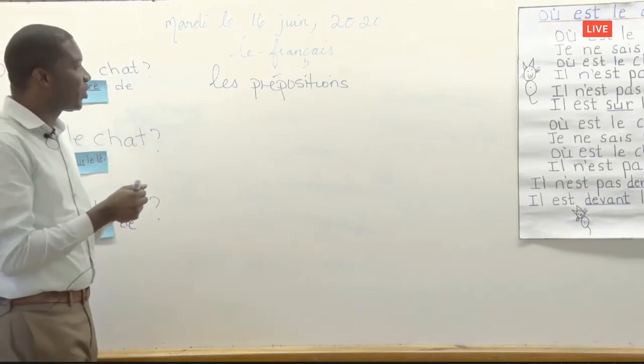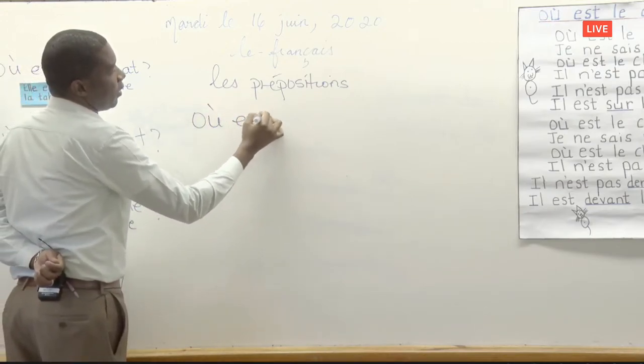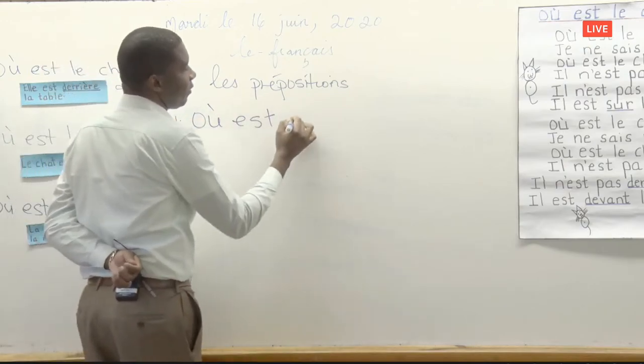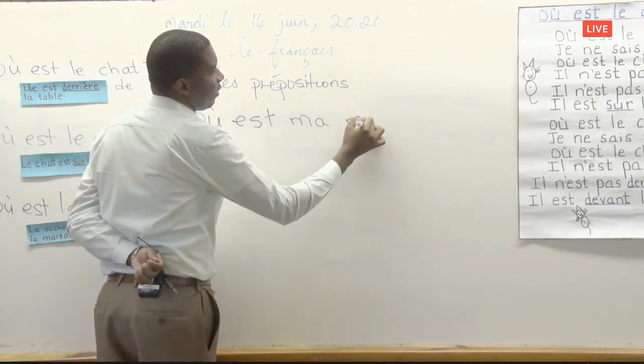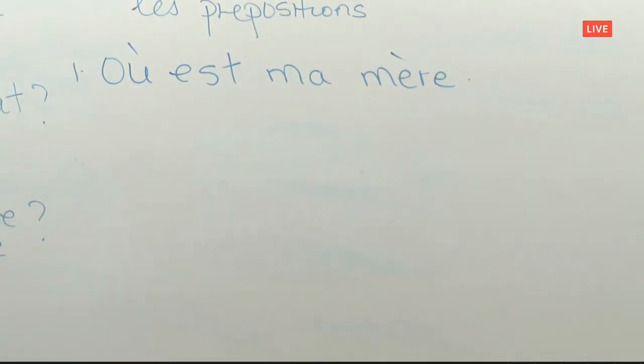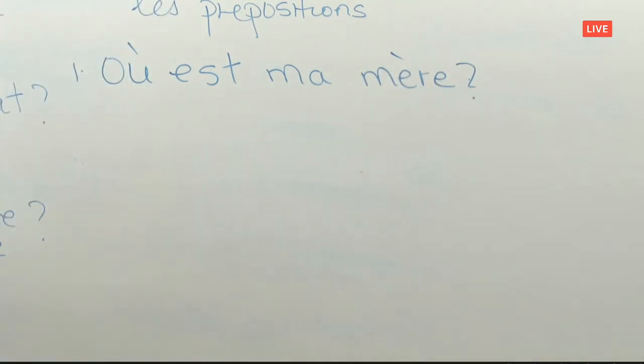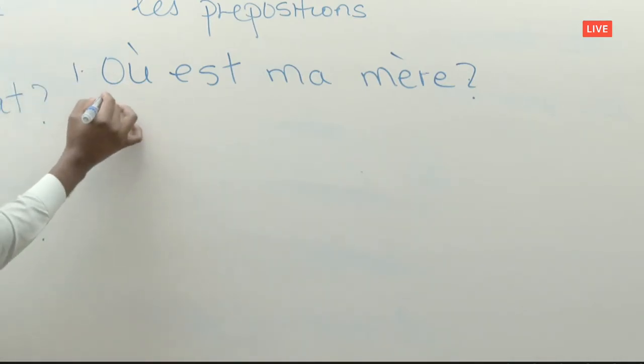I could ask you this question. Question one, où est ma mère? How would you answer this question using a preposition in French? Où est ma mère? You could use any of the prepositions, and you could use it to say where is your mother. Où est ma mère?